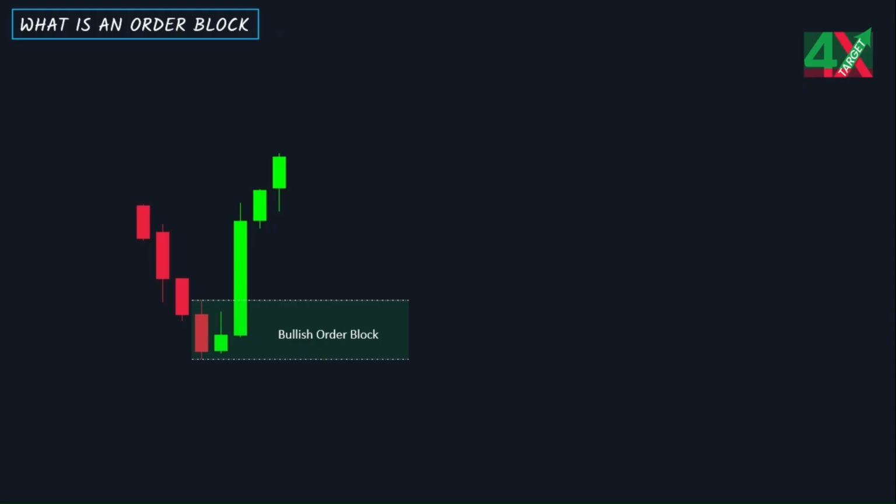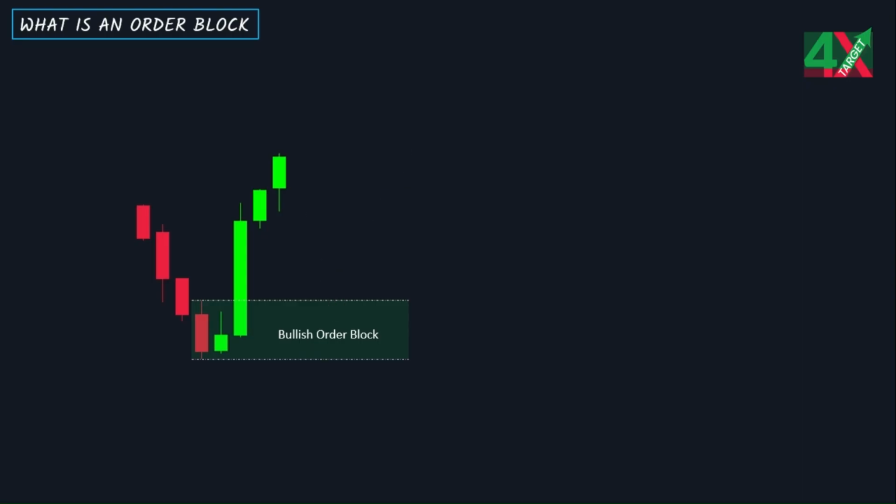To mark a bullish order block on the chart, you draw a zone covering the entire candle range, from the low to the high of that candle. This zone represents an area where large institutional orders were placed, and often not fully filled. Because of this, price has a natural tendency to revisit this zone before continuing in the same direction.